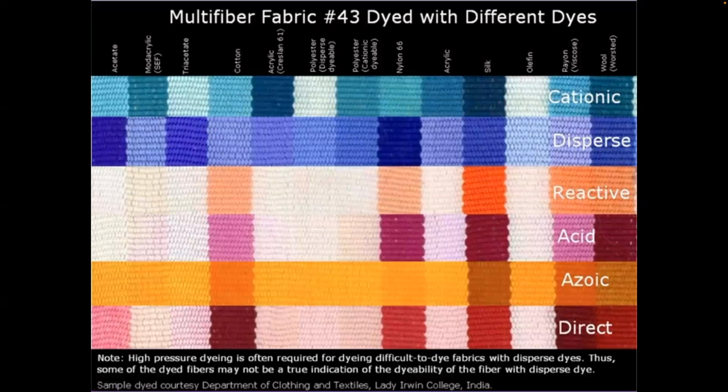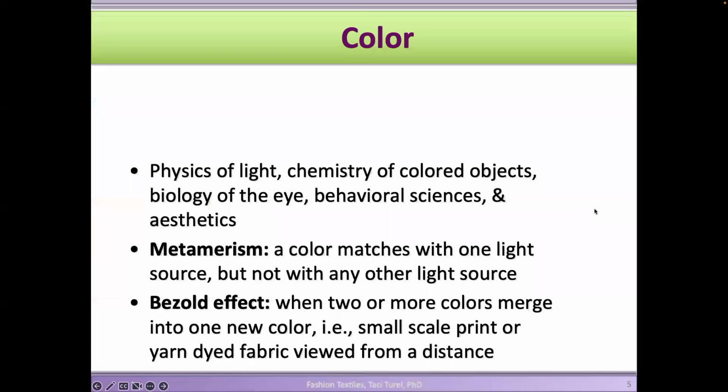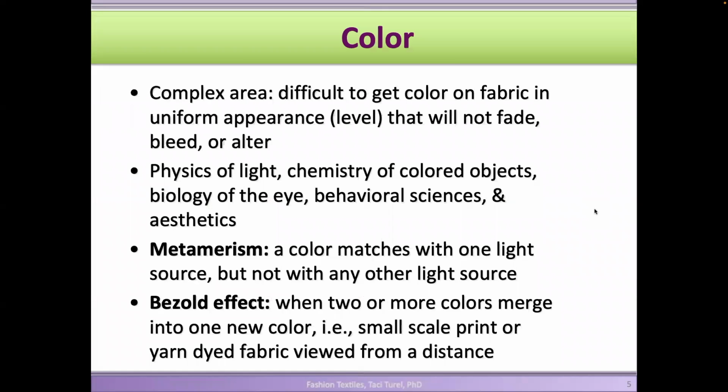This will be our guide from here on. This is a fabric made with different types of fibers. So every column here is a different kind of fiber. So this is acetate, modacrylic, triacetate, cotton, and so on. And they dyed them to different colors using different types of dyes. So we're gonna refer to that fabric sample for each color.